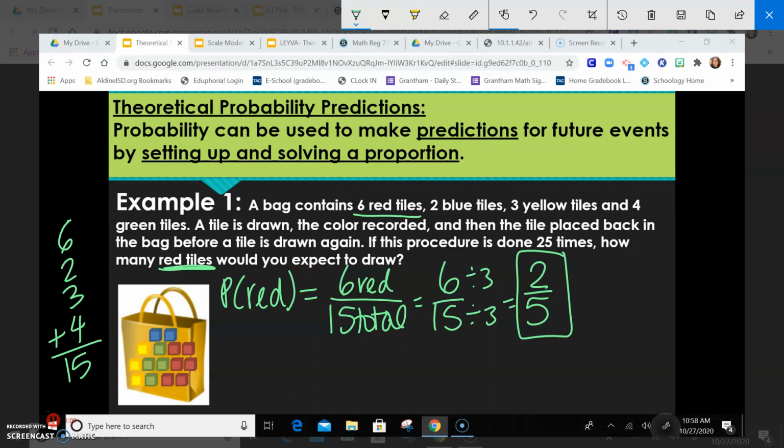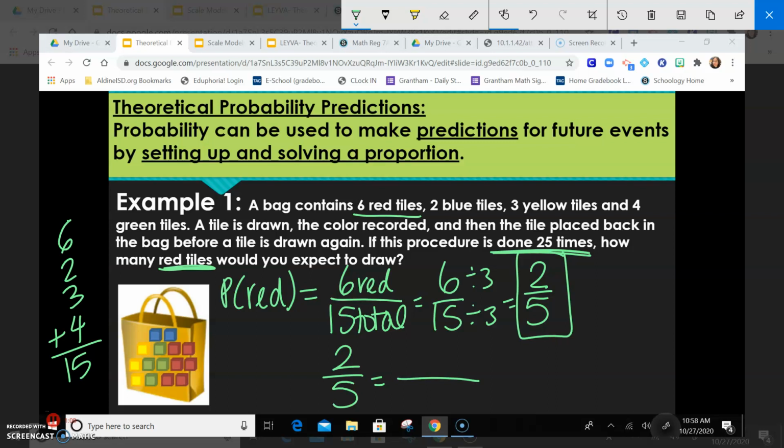The procedure is not going to be done 5 times. It's going to be done how many times? It's going to be done 25 times. So what that means is I have to make a prediction, and if I'm making a prediction, I should be setting up and solving a proportion. So we're going to take the probability of red, which was 2 out of 5, and set up our proportion. It says we're going to do the procedure 25 times.